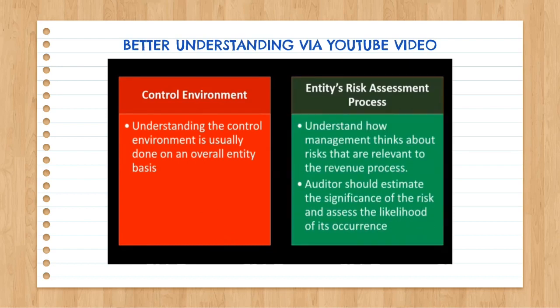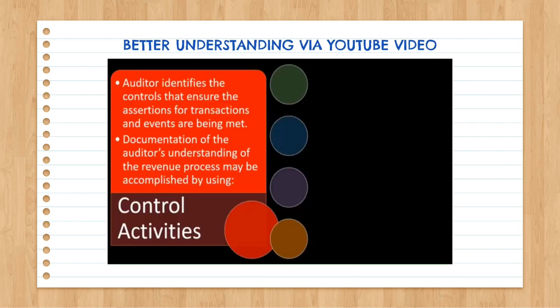Entity's risk assessment process: understand how management thinks about risks that are relevant to the revenue process. Auditors should estimate the significance of the risk and assess the likelihood of its occurrence. Then we consider the control activities. These are the actual activities that are going to be set in place within the control system related to revenue. The auditor identifies the controls to ensure the assertions for transactions and events are being met.